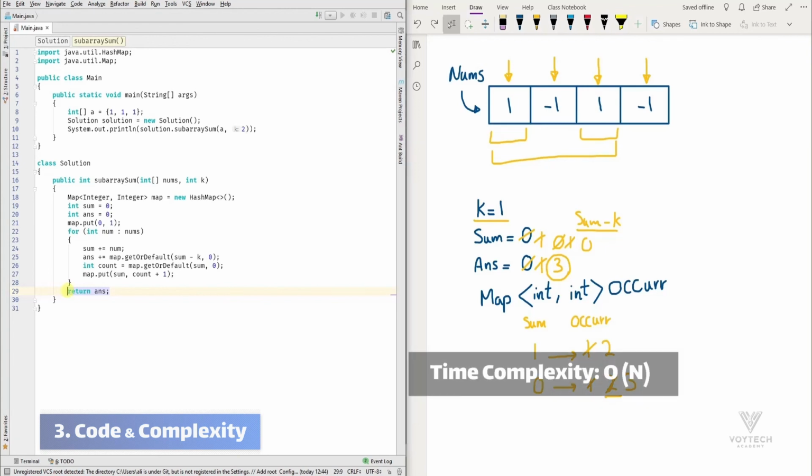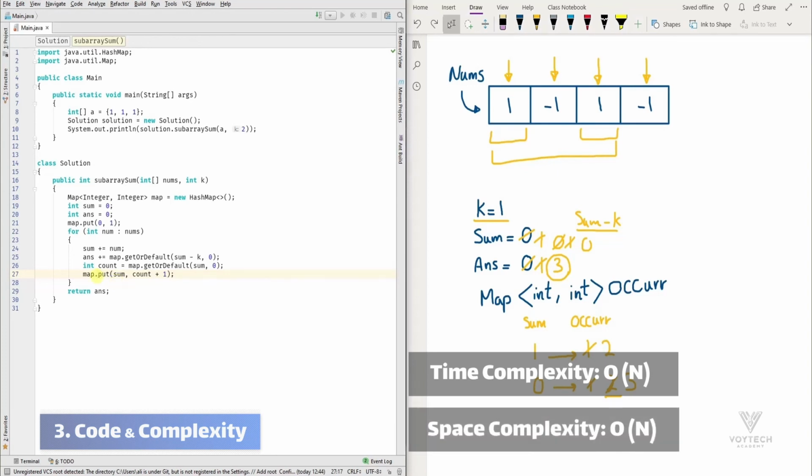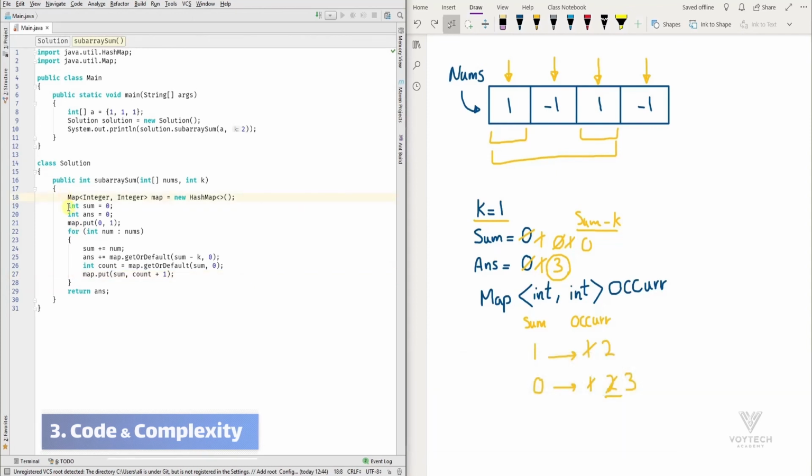The time complexity of this algorithm is order of n, because in this for loop we iterate through each item of the nums array once. And you may ask, what about this map that we are using? The get and put methods of the map in Java have order of 1, so they don't affect our time complexity. The space complexity is also the same order of n, because we just store a map of sums of the numbers in our nums array.